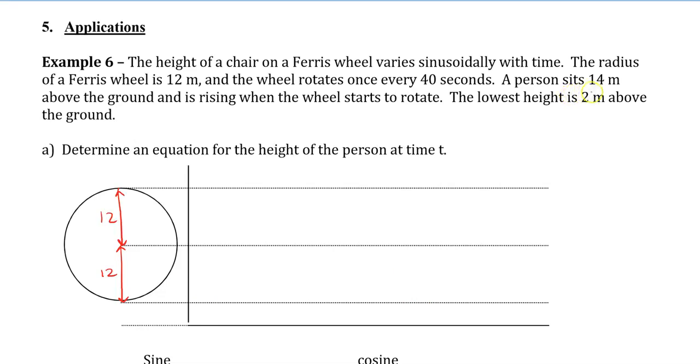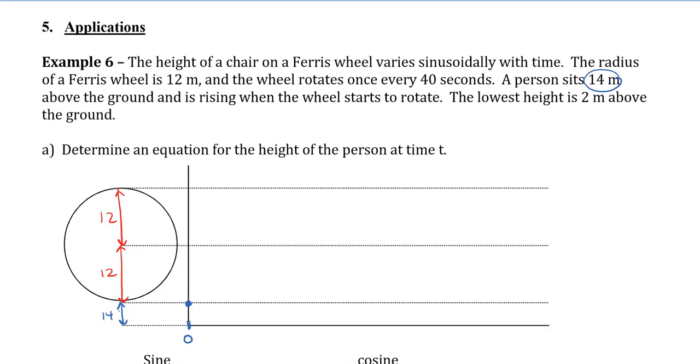A person sits 14 meters above the ground, and the wheel is rising when the wheel starts to rotate. So we're going to assume that the person gets on here at 0. And we know that this person sits at 14 meters. So this height here is going to be 14 meters.